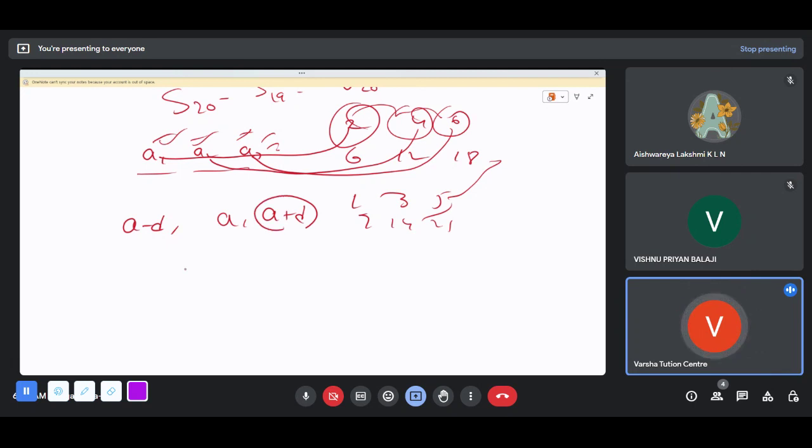What are the three terms? You need to choose A minus D, A, A plus D. How to write this? If they ask us to choose three terms, we need to choose these three terms. Sir, why did you take it like this? This will be helpful to solve the problems. Clear? If I take numbers, they may not satisfy that particular arithmetic progression.